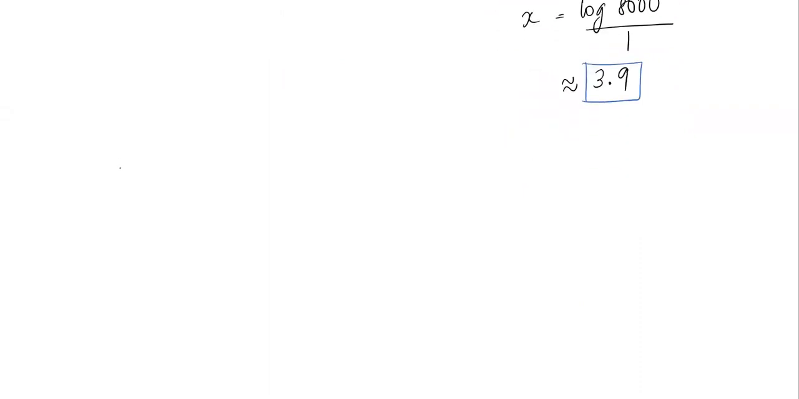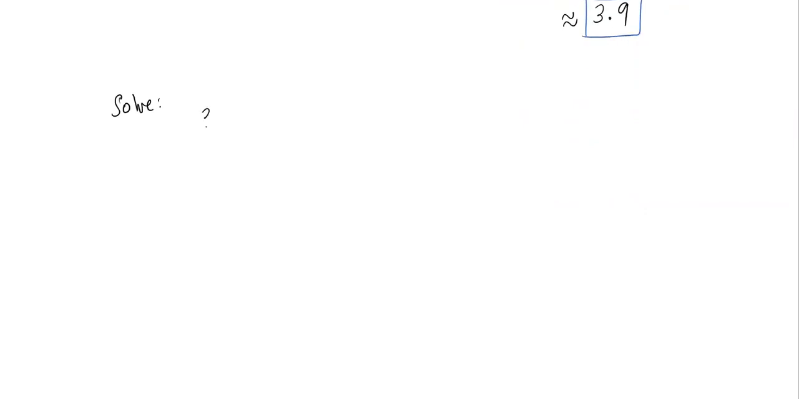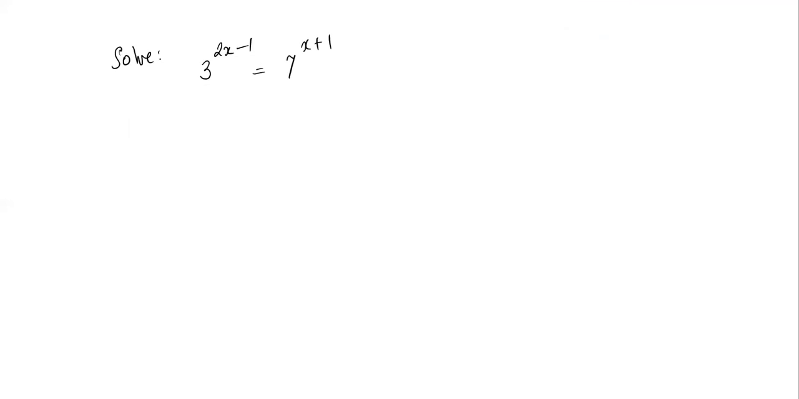Next one. 3 power 2x minus 1 equals 7 power x plus 1. There is no way we can turn both the bases to be the same, right? It's not like LCD where you could convert them. So you can't do that here. So the best approach is to apply logarithm on both sides.